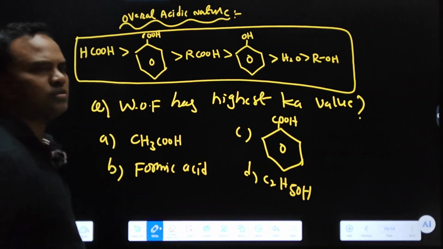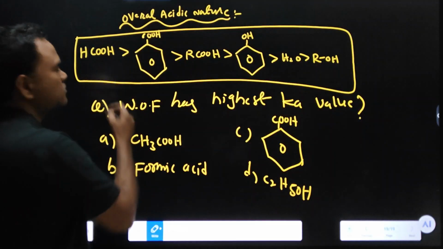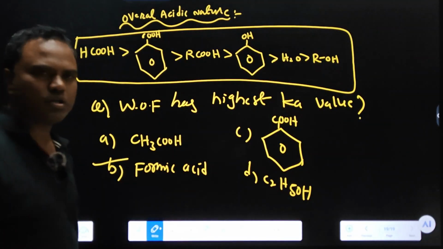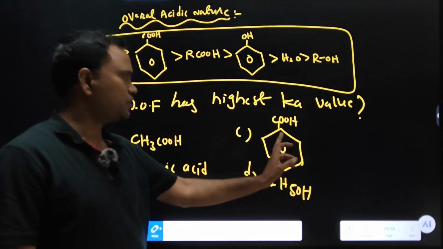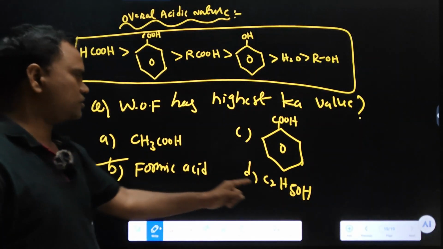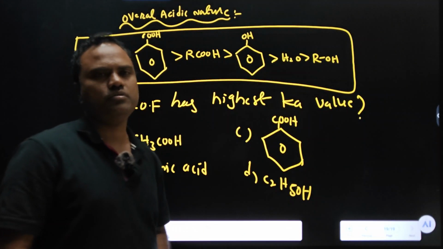See the overall order. Formic acid means this only, na? So answer is formic acid. Formic acid, after that benzoic acid. This is more acidic. After this, this one is more acidic. Okay, right.